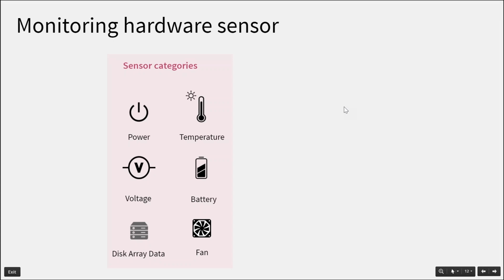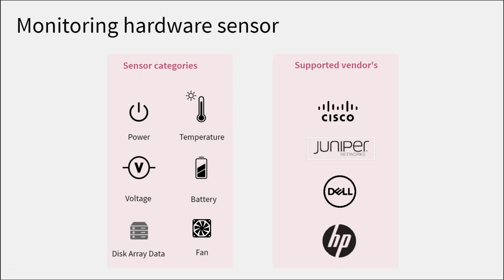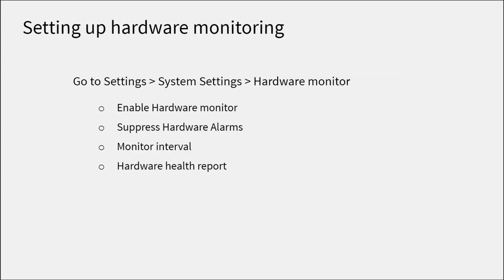And next we have hardware sensors. Apart from monitoring the availability, response time, packet loss, and the key performance metrics like interface utilization, you can also monitor the hardware sensors on the network devices, with sensor categories like power, temperature, voltage, battery status, disk array data, and the fan status. The supported vendors are Cisco, Juniper, Dell, and HP. If it is HP, you need to make sure that the HP Insight Manager is installed on the respective remote device. So now the question is, how do I enable the hardware sensor monitoring for the network devices?